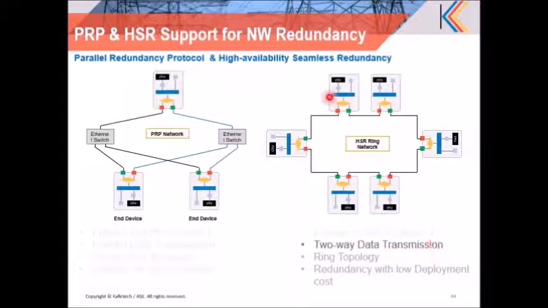This follows 62439 clause 3. It uses two-way data transmission, sending the data out in both directions, so it is suited for the ring topology. It offers redundancy with low deployment cost, because only the devices are involved and no switches are needed. Each device can form a ring and have complete redundancy. And you can have a mix and match, with PRP as well as HSR coexisting in a network. So this is one of the key scenarios suggested for network redundancy support in edition 2.